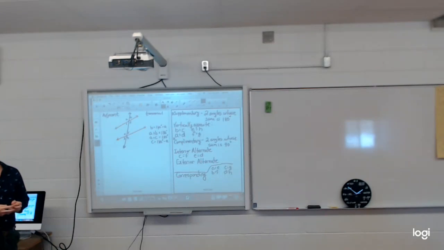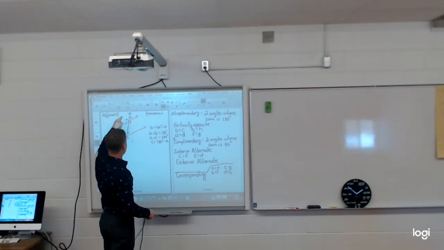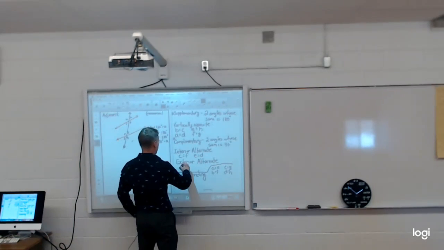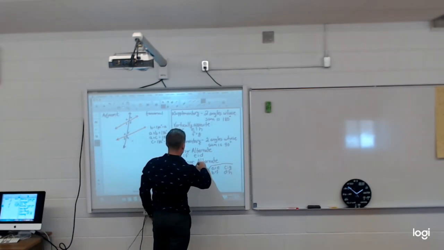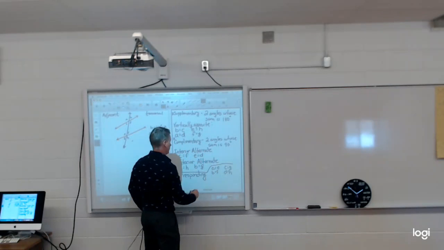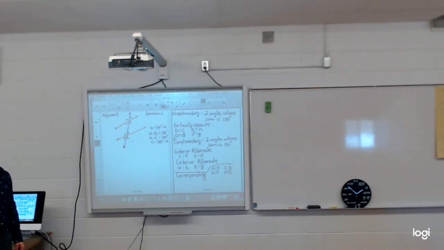What do you got? What's your first one? A equals H. A and H, yeah. Opposite sides of the transversal on the outside of the parallel. Agreed. Dylan, what's the other one? B equals G. Well done. We get it right? Yep.